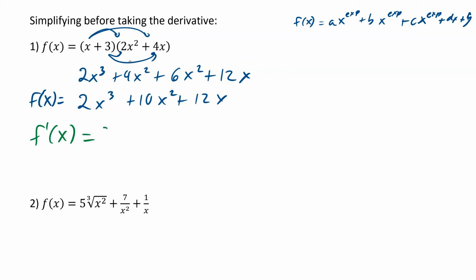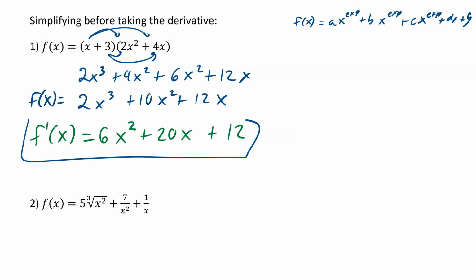So 3 times 2 is 6. Subtract 1. 2 times 10 is 20. Subtract 1. And then 12 is our coefficient, and there we have it. So we can get rid of that 1 if we want, but this is our derivative. So the key is to always simplify when you can. I mean, it makes sense. If you want things to be easier, you make them simpler.